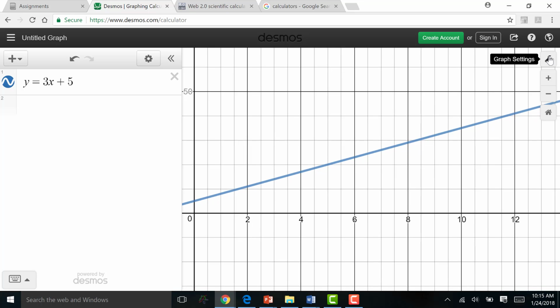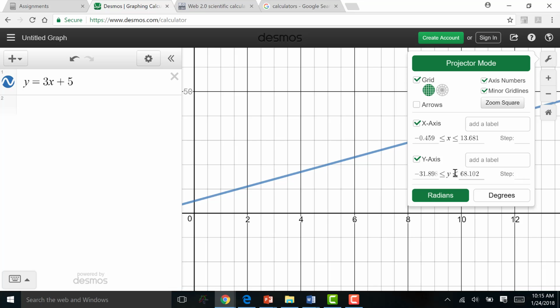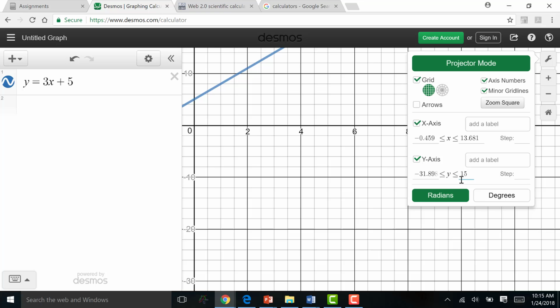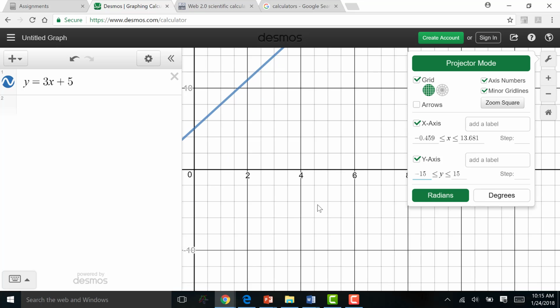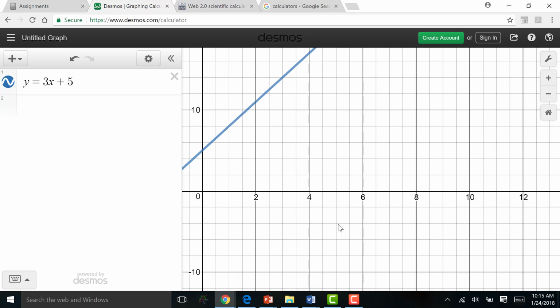Let me go in and change this for a second. Let's make it 15, and let's make this a negative 15. I'm just adjusting the screen so I can see what I want to see better. All righty. So can you tell that that would be somewhere around 5? Can you see that this would be about 5? Where it touches the y-axis would be 5?